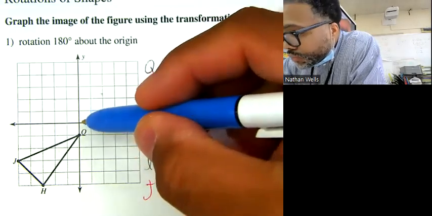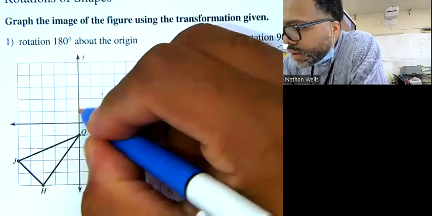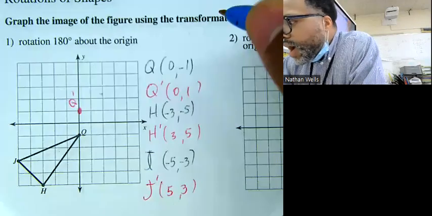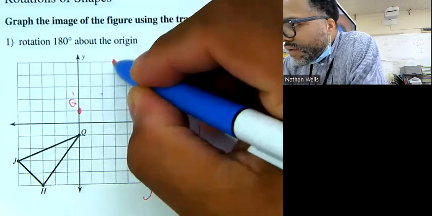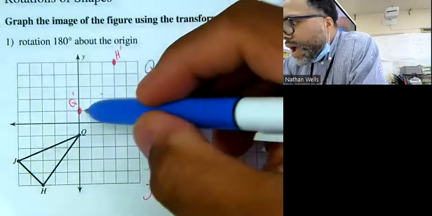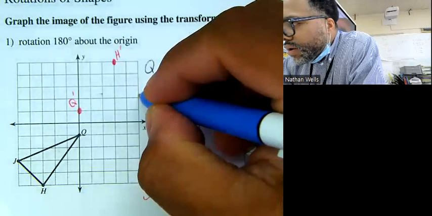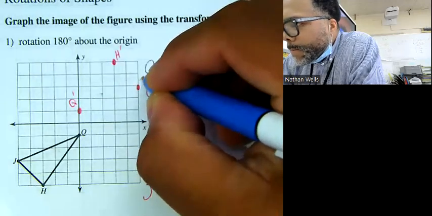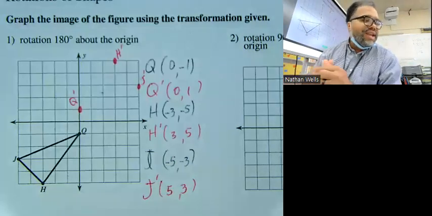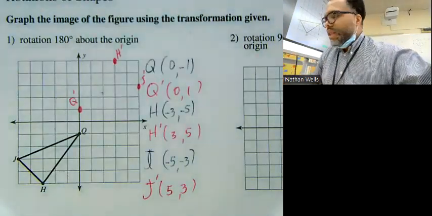So 0, +1 for Q prime. H prime is 3, 5. J prime is 5, 3. Go ahead and connect those points.